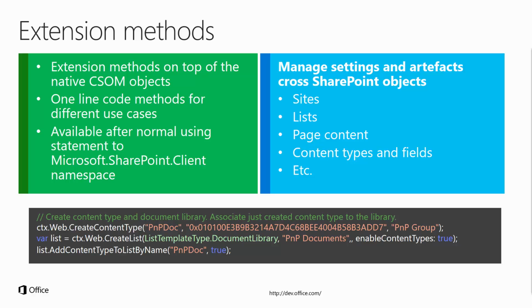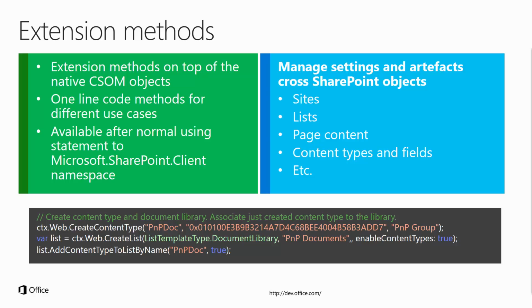The second line, we have a ctx.web.create content type. That create content type is not a native client-side object model method. When you have a reference to the core object, that will be natively available within your code, and you can use that to create a content type using just one line of code. In this case, we are creating a PnP document content type using a unique GUID, or a unique identifier for the content type, and putting that content type to a PnP group in the content type gallery.